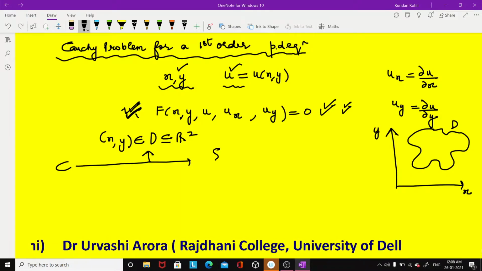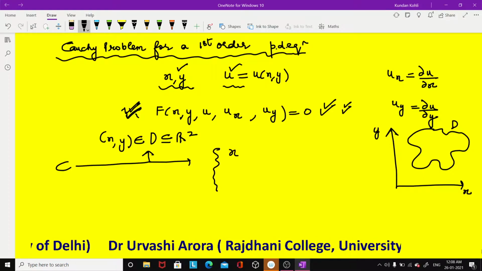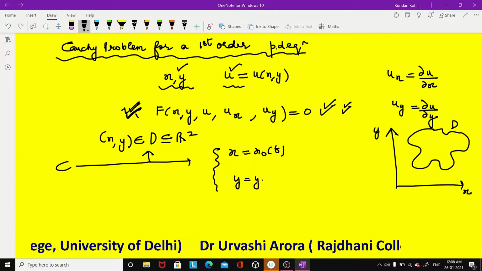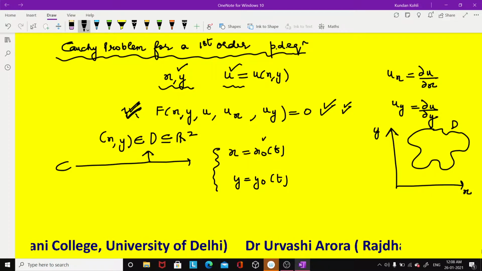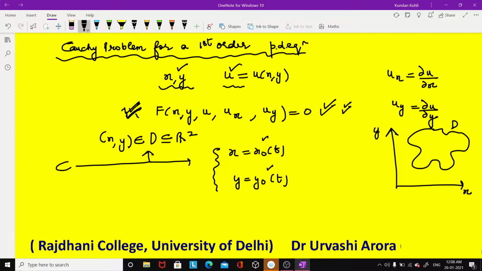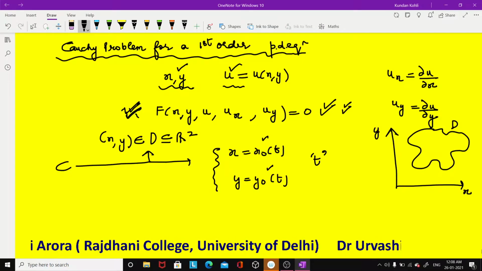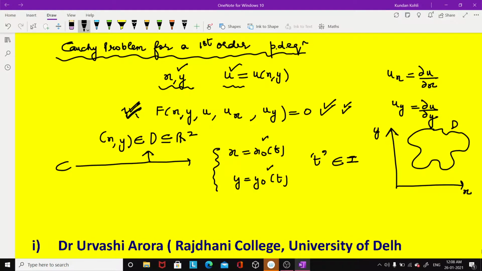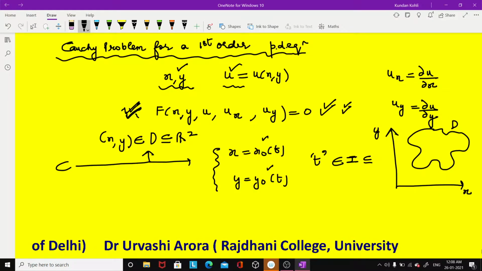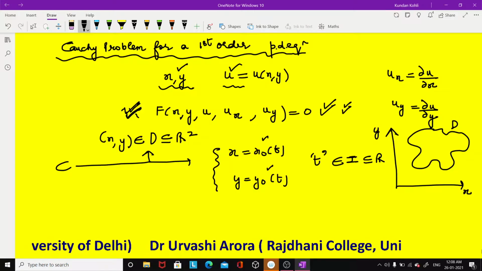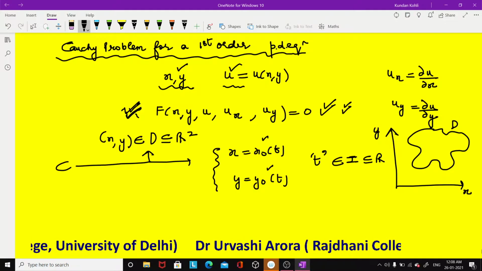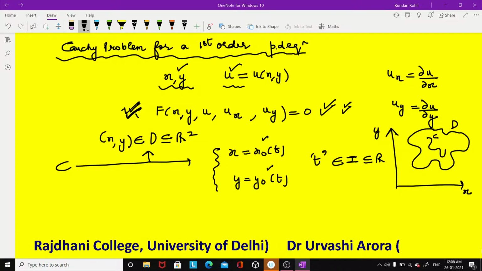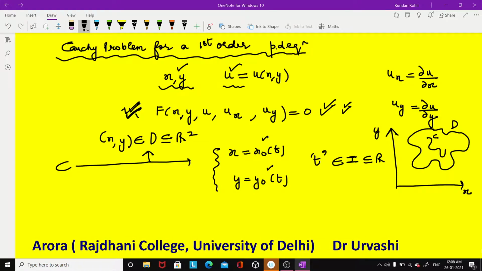But let us suppose that the equations of the curve C are x is equal to x naught t and y is equal to y naught t, where x naught t and y naught t are functions of t, where t is a parameter, and this t is coming from some interval I, and that interval I is of course contained in R, the set of real numbers. So this is the case, and this curve C is of course again a curve in the domain D, because everything is taking place in the domain D only.